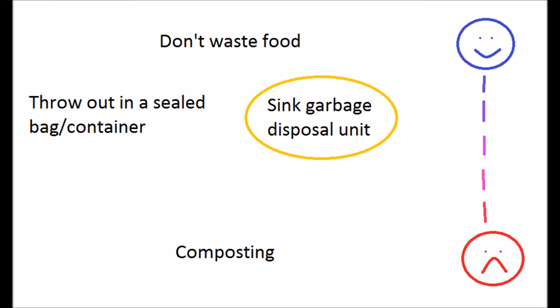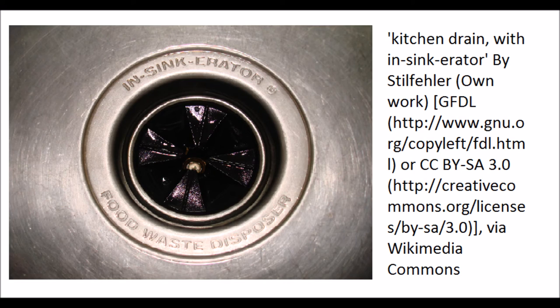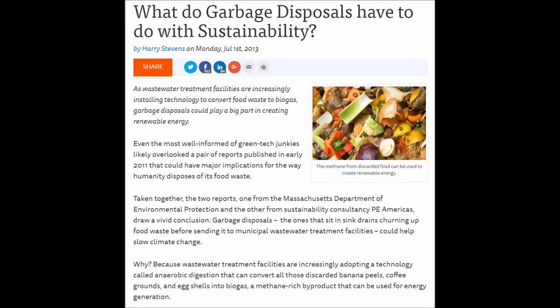A third option is to use a sink garbage disposal system, like an incinerator, if you have one. In this case, the food particles end up in the water, and they're probably eaten by some aquatic organisms. But if the water is mostly kept anaerobic, the result should be similar to putting the food in a sealed container. Plus, some wastewater treatment facilities can use food scraps to produce biogas.